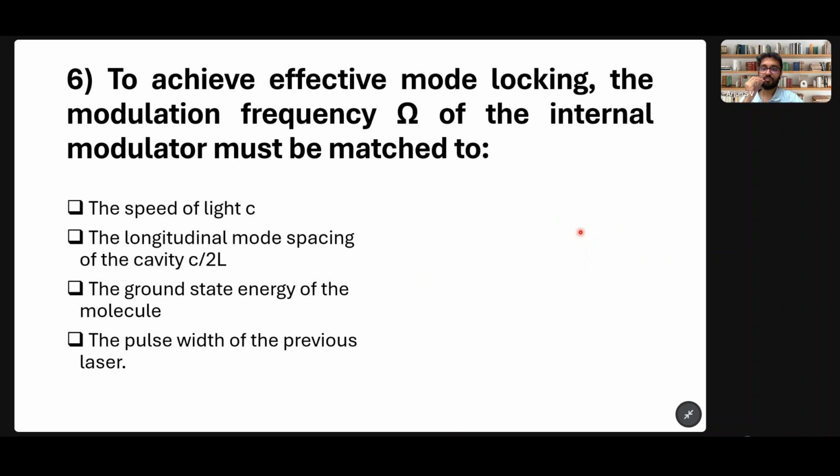So this is a repetition of your second question. To achieve effective mode locking, the modulation frequency omega of the internal modulator must be matched to what? We all know that if it is to be mode locked, the modulation frequency omega should be matched to the longitudinal mode spacing, which is given by c by 2L.